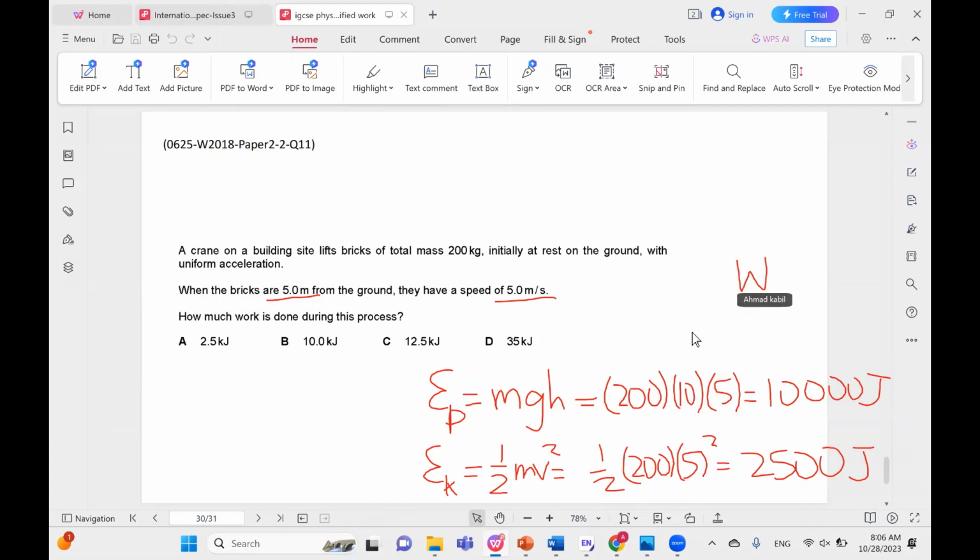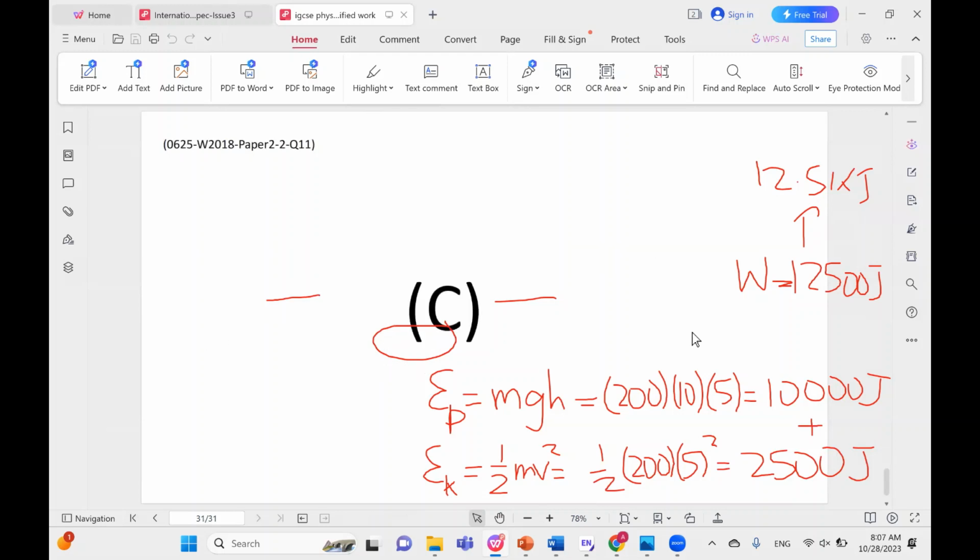So the work done is equal to the summation of the energies. It's the total energy gained. So that's 12,500 joules. And therefore, this is equal to 12.5 kilojoules. And the correct choice here would be choice C. So C is the correct answer.